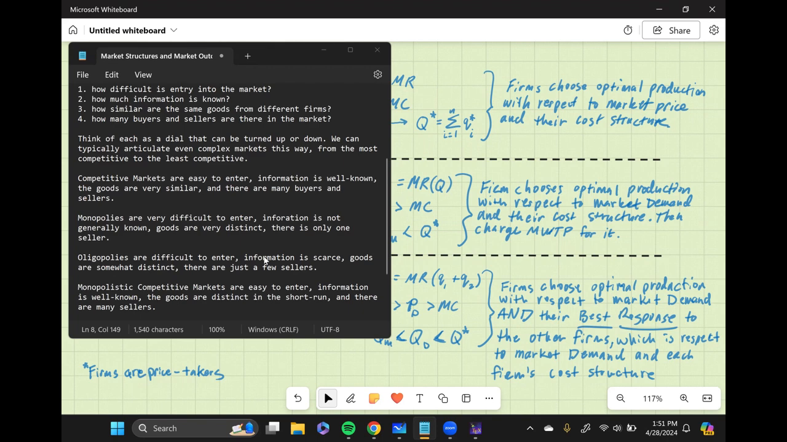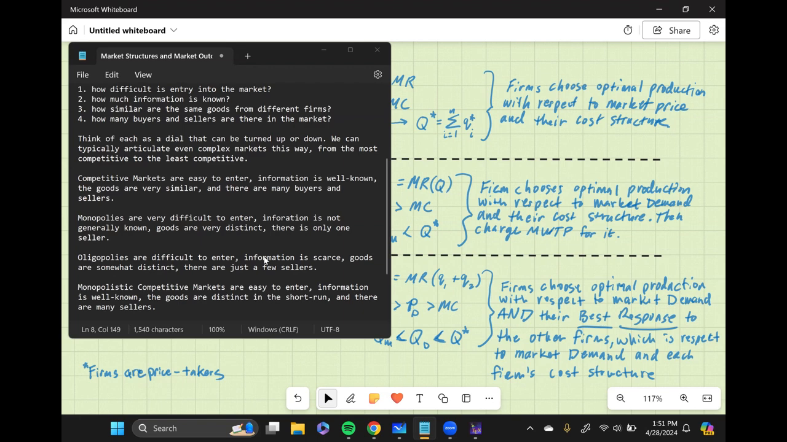And when we look at the differences between oligopolies and monopolies, we see that there are some similarities. They're both fairly difficult to enter. Information is a little bit less known. The goods have distinction. Obviously, the monopolist is the only one that sells a good, whereas in oligopoly markets, the firms are selling the same good, but those same goods may be distinct as opposed to the competitive market.